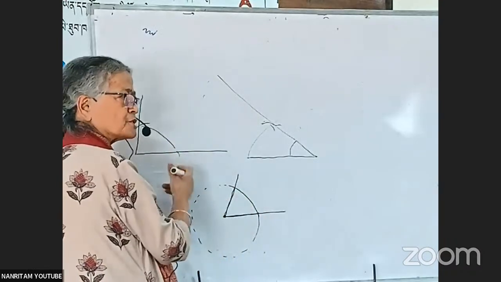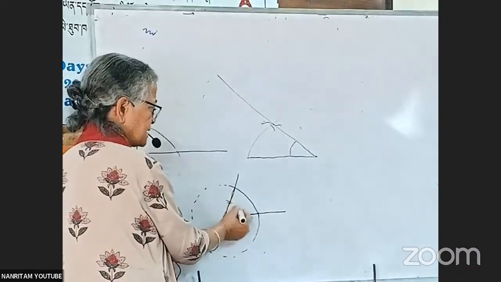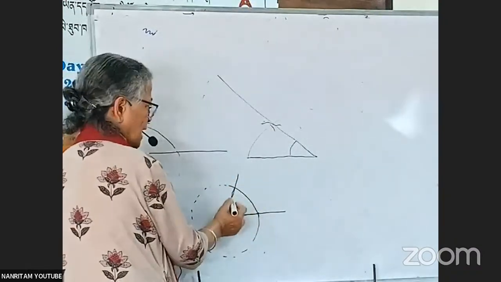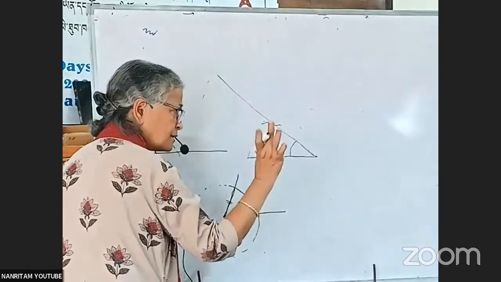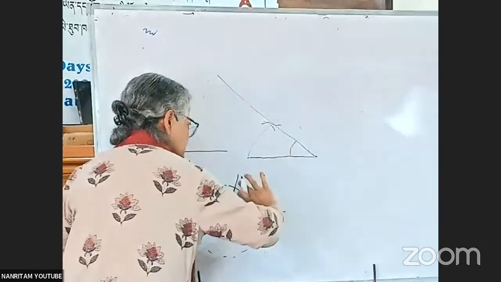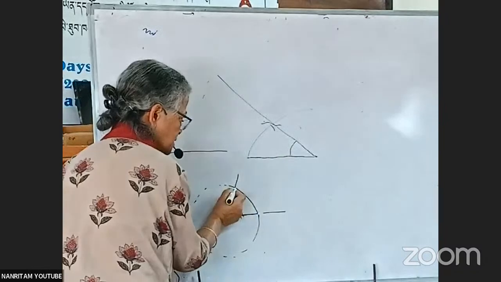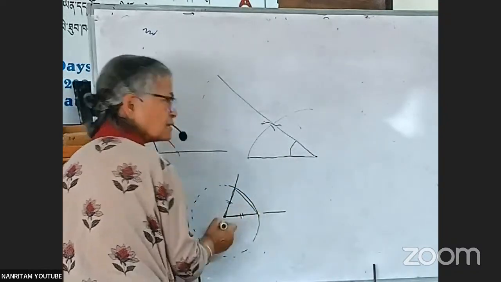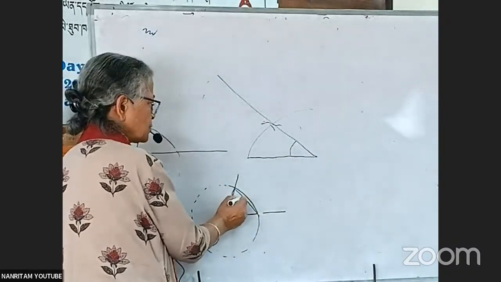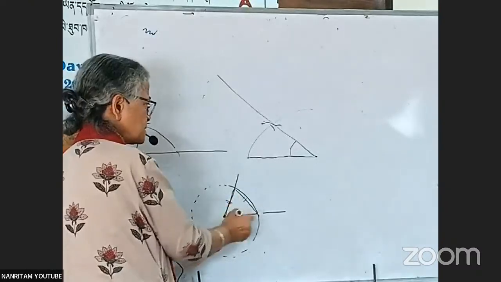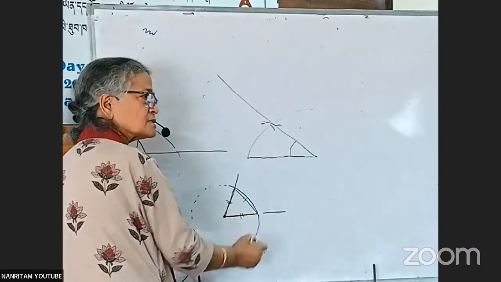You have not moved the compass. You have measured with the same measure you have cut here. This is also the same method. Yes or no? So it is an equilateral triangle. So if it is an equilateral triangle, each angle is equal.